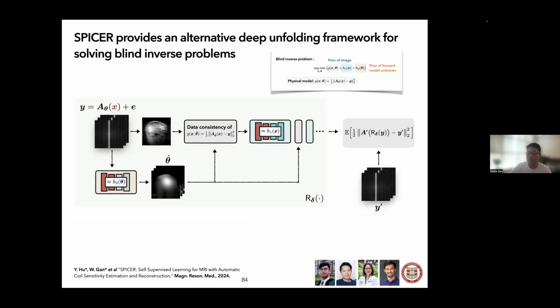And the loss function is somewhat similar to the first topic I introduced. It's based on self-supervised learning. You also have another measurement, Y prime, and the loss function is formulated by letting a neural network predict another noisy measurement.